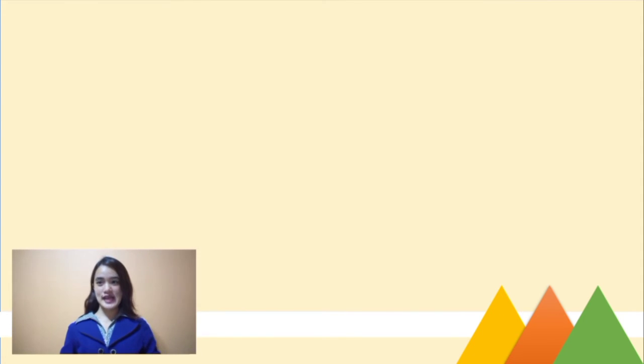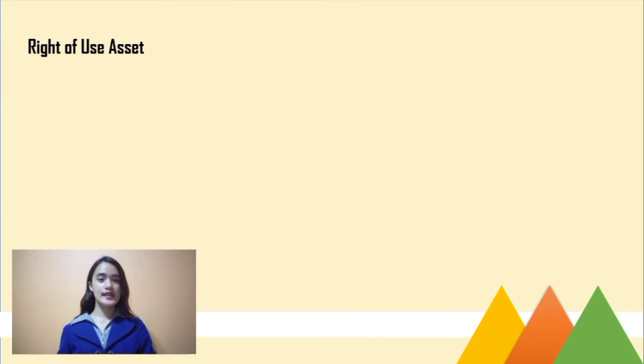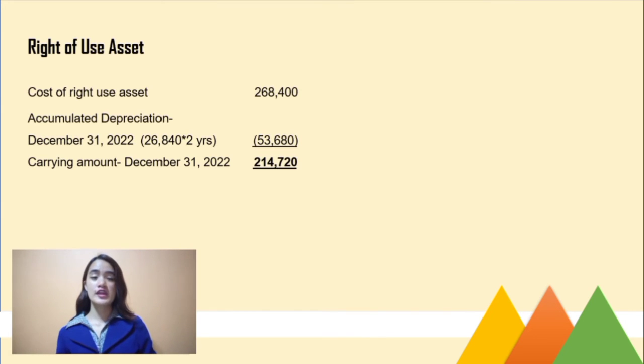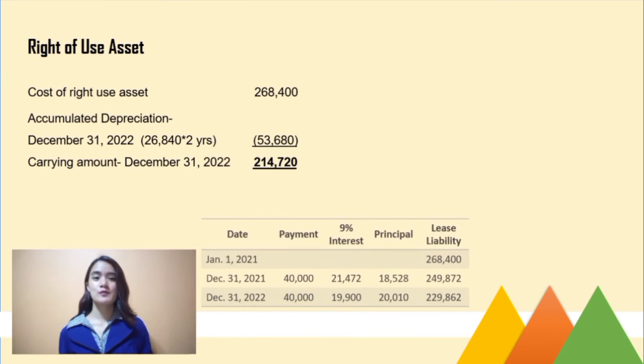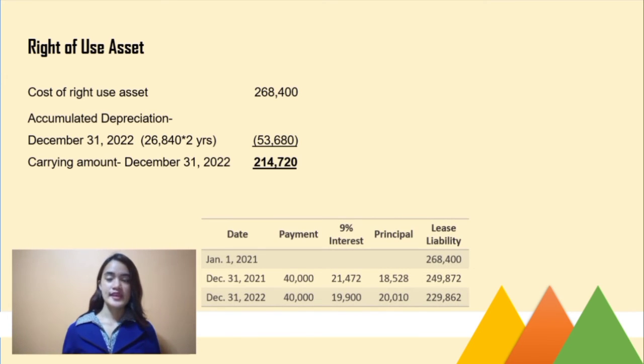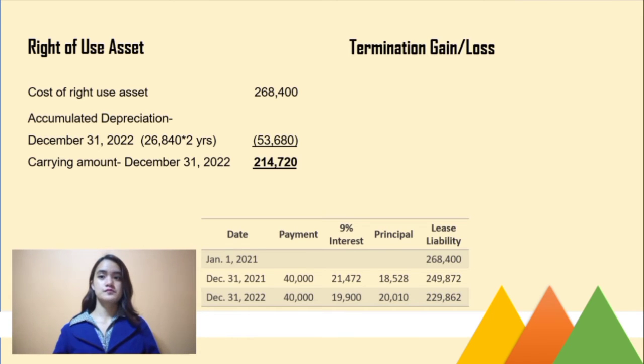Sa right of use asset naman tayo, kagaya ng ginawa natin kanina, kunin muna natin yung cost of right of use asset, which is 268,400 pesos. I-deduct natin sa kanya yung accumulated depreciation natin for those 2 years, which is 53,680 pesos. It will result to the carrying amount of the ROU on December 31, 2022 amounting to 214,720 pesos. In-include ko dito yung amortization schedule para ma-recall natin. Next, the termination gain or loss.